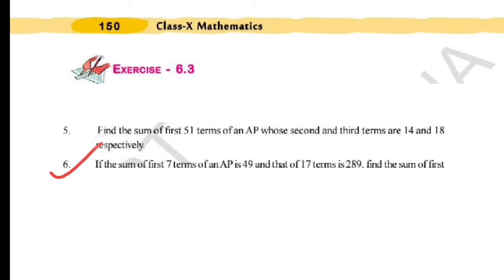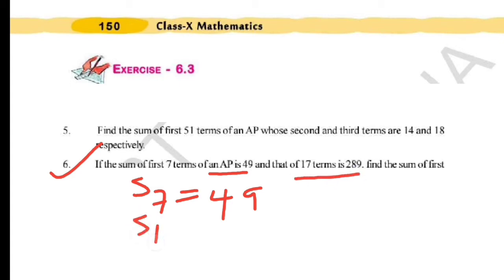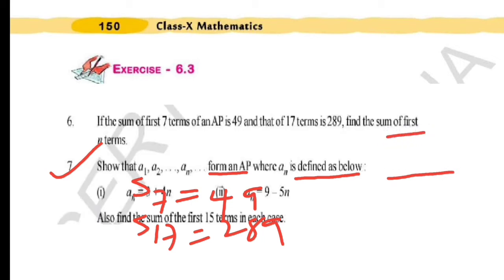Next, the sixth problem. If the sum of first 7 terms of an AP is 49, that means S7 equals 49, and that of 17 terms is 289, so S17 equals 289, find the sum of first n terms. That means Sn equals how much?